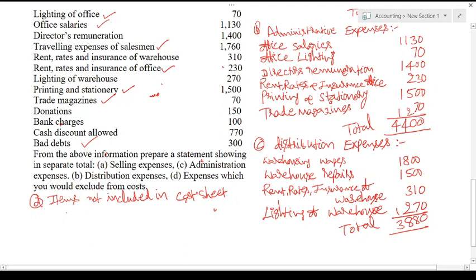Donations, first one. Donations are shown only in financial accounts. How much is the donations? Donation is 150 rupees. Cash discount allowed is 770 rupees.